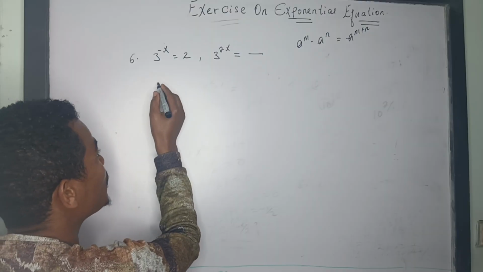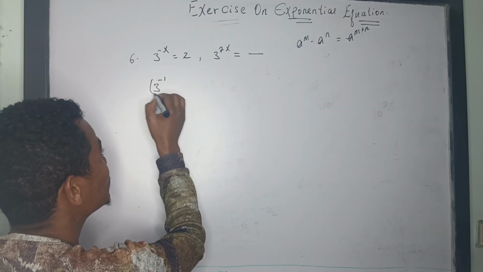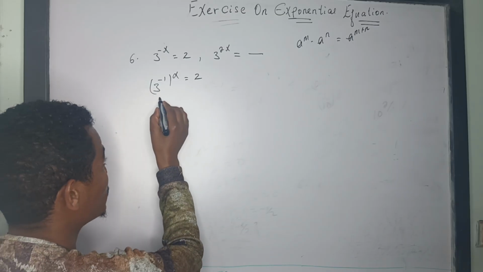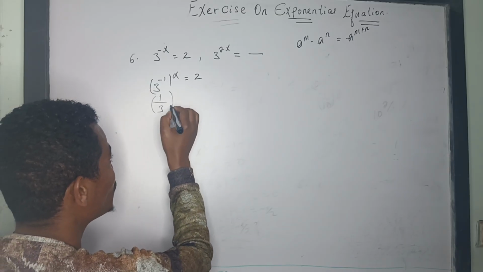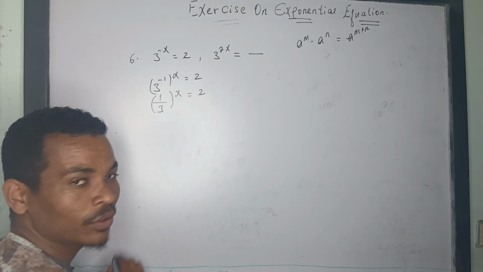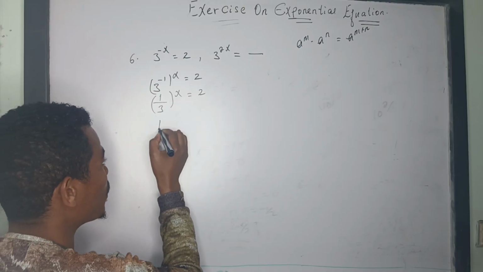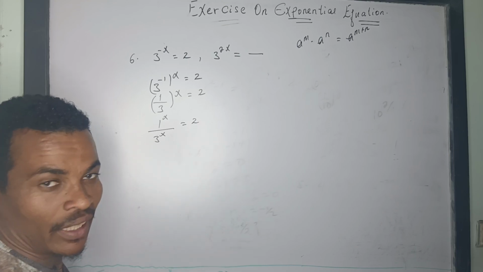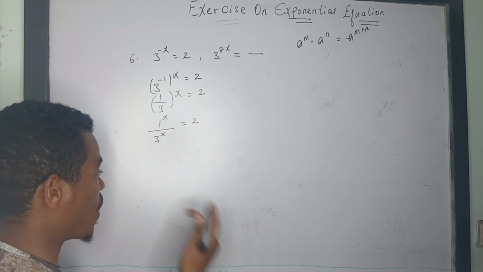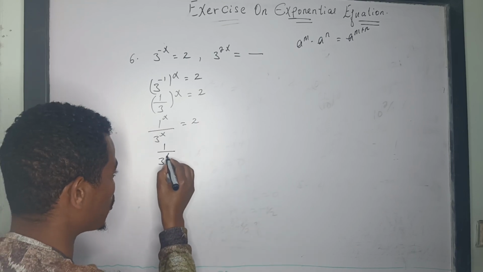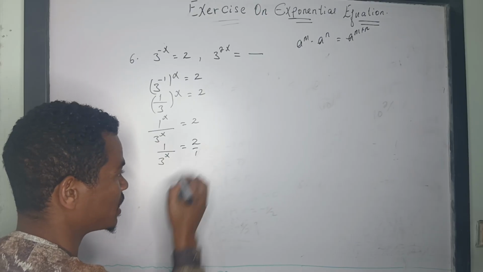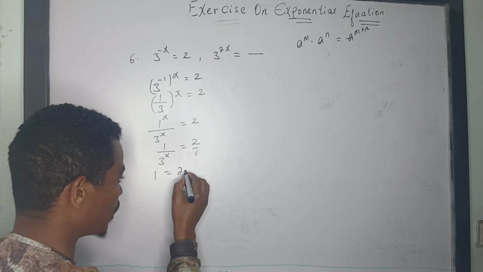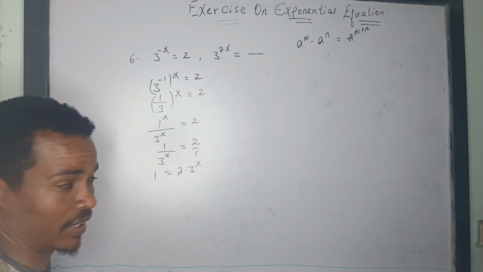So this is the same as 3 the power of minus 1 the power of x is equal to 2. From this, 1 over 3 the power of x is equal to 2. That means 1 the power of x over 3 the power of x is equal to 2. 1 the power of x is the same as 1. Okay, 1 over 3 the power of x is equal to 2 over 1. Cross multiplying, 1 times 1 is 1, equal to 2 times 3 the power of x.